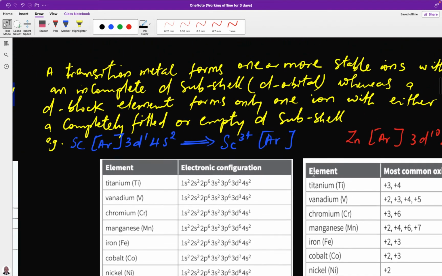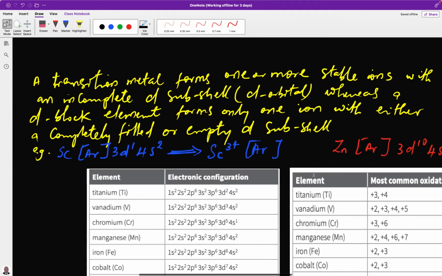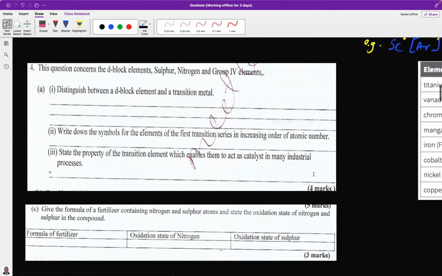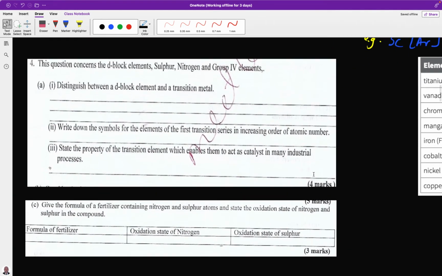So that is why I have given you this. They form one or more stable ions with an incomplete d subshell. Either you call it d subshell or d orbital. Whereas d block elements form only one ion with either a completely filled or empty d subshell. Example, you can say scandium and zinc are d block elements. And if you did that, you will have, I think, about 2 marks or 1 mark.